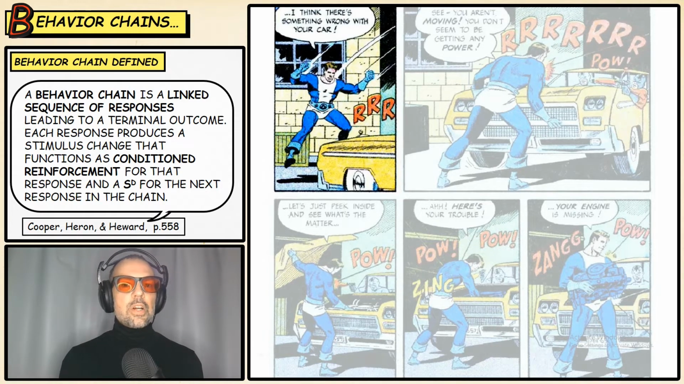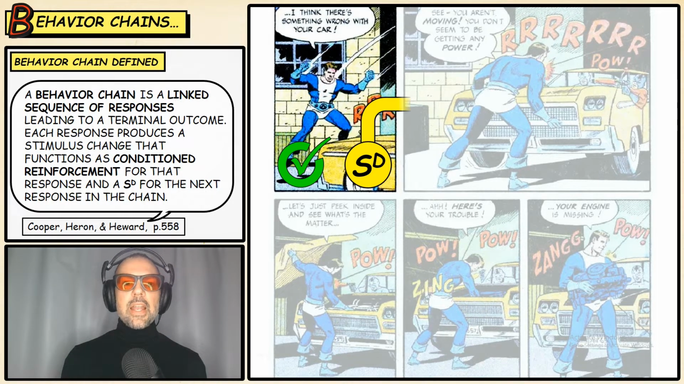When that first behavior occurs, you get reinforced for performing the behavior, but importantly, that behavior of jumping in front of the car produces a stimulus change. And that stimulus change is a discriminative stimulus that indicates that the next behavior can now be performed. So what is that stimulus change? Well, that is a change in your environment that basically tells you you are now in front of the car.